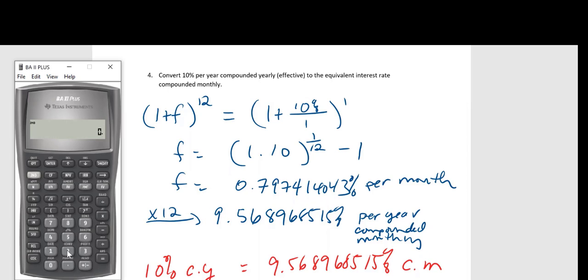Again, using our calculator, I'll start from the beginning. Second function, interest conversion. Second function, clear work. We start with 10% per year compounded yearly, or the effective rate. The easiest way to do this is to go directly to the effective window. Press the up arrow twice. Press 10%. Press enter. Press the down arrow button to go to compounds per year. We want to change this to compounded monthly. Press 12. Enter. Press the down arrow button. Under the nominal window, press compute, and we have our answer, 9.568968515% compounded monthly.